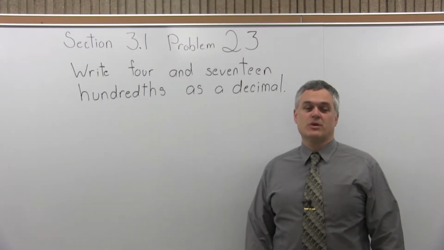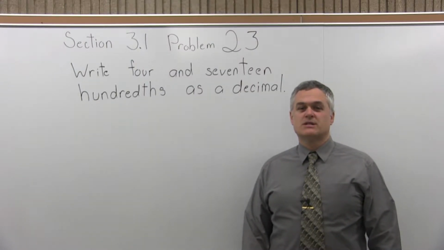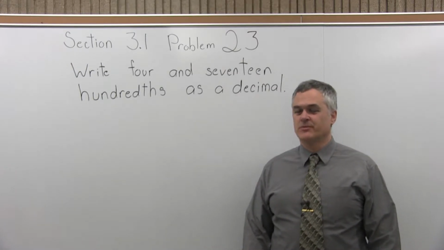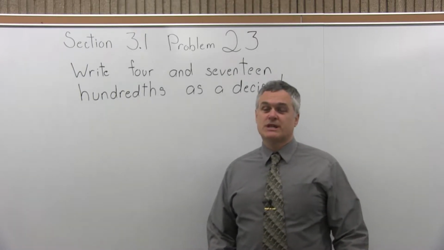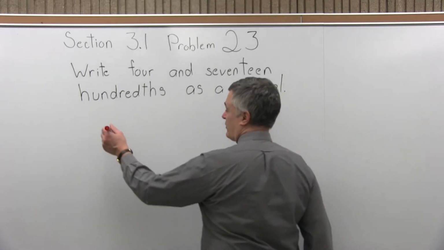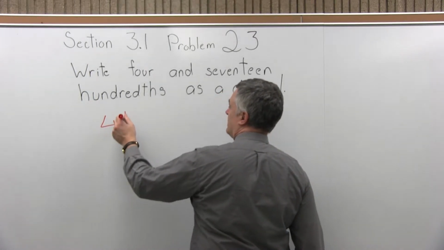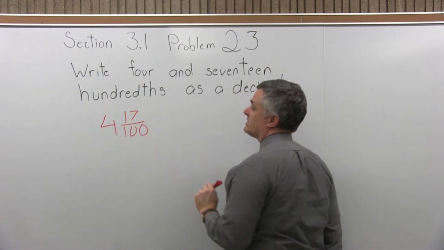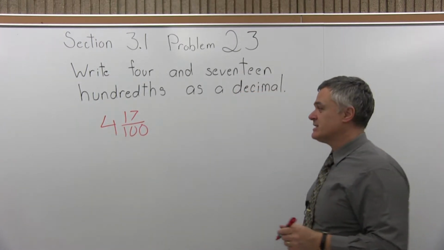This is Section 3.1, Problem 23. It says write 4 17/100ths as a decimal. So to write it as a decimal, first I'd like to see it as a fraction. So 4 17/100ths is 4 17 over 100. That's 4 17/100ths, written as a fraction, as a number.